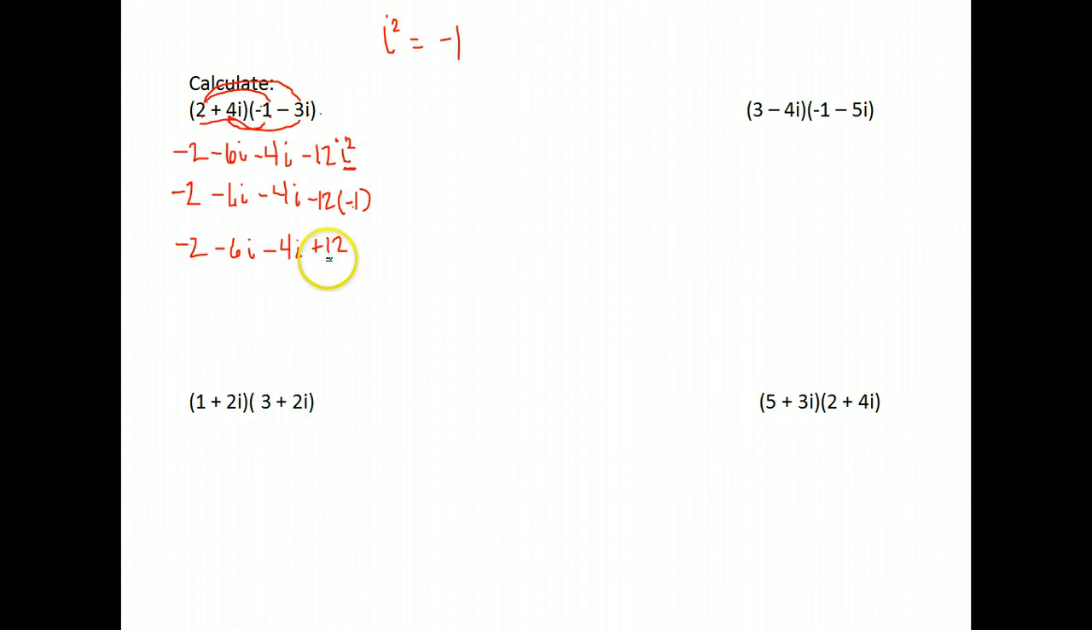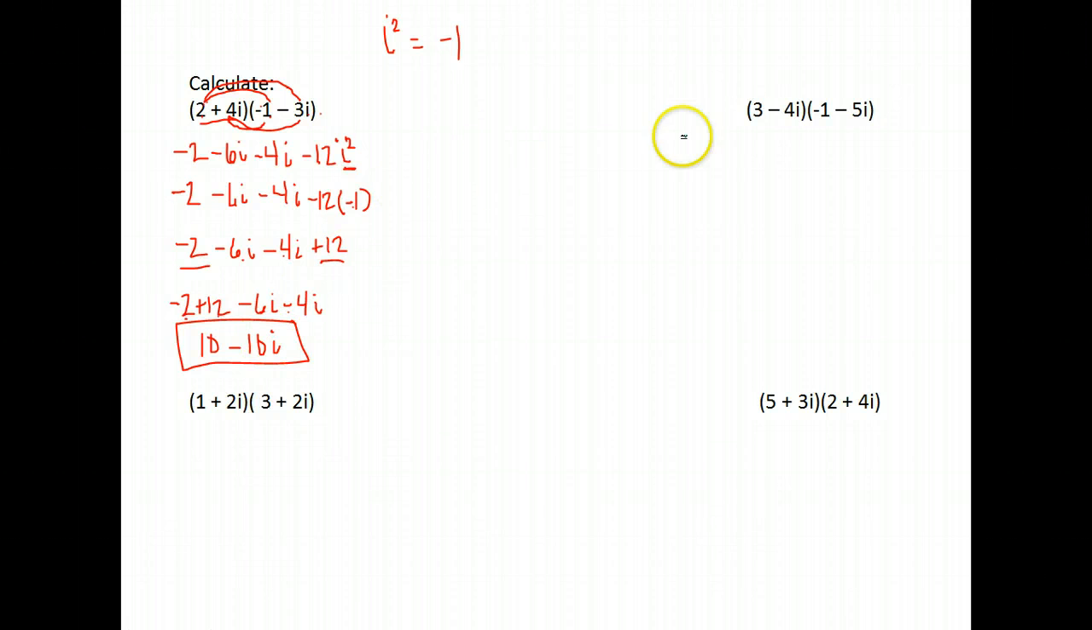We want to combine like terms. Okay, so the -2 and the 12 are our real parts, those are real numbers, and the -6i and the -4i are the imaginary part, the i's. -2 plus 12 is a positive 10, and -6 minus 4 is -10. So my answer to this multiplication problem is 10 minus 10i.